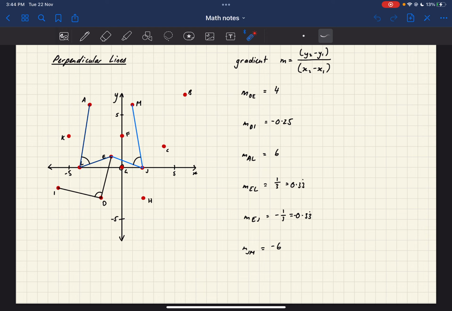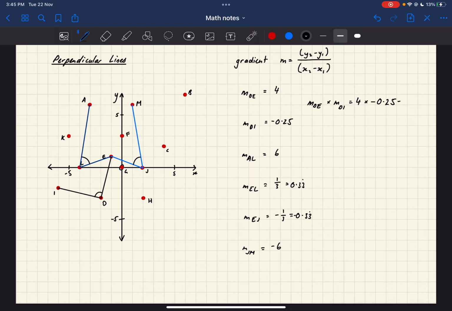To find out if two lines are perpendicular to each other, you multiply the gradients. So we start off with the gradient of DE, and we're going to multiply it by the gradient of DI to find out if this angle here is a right angle. It looks like it's a right angle, looks like it's 90 degrees, but we're going to prove that it is. So we've got 4 times minus 0.25, because those were the gradients that I found earlier.